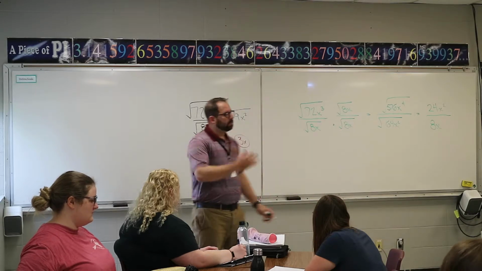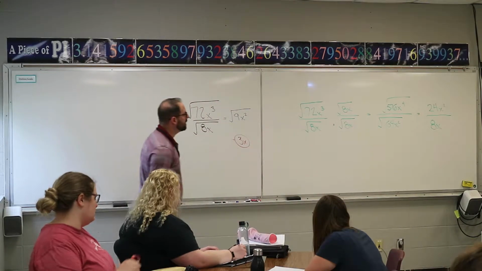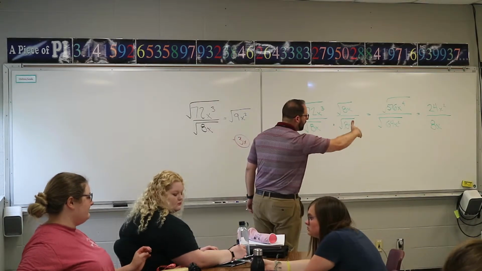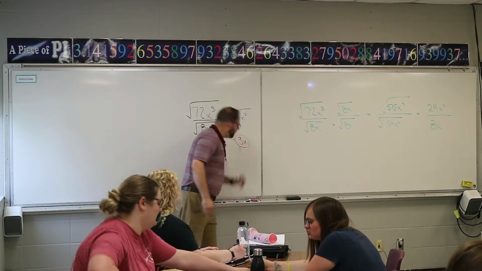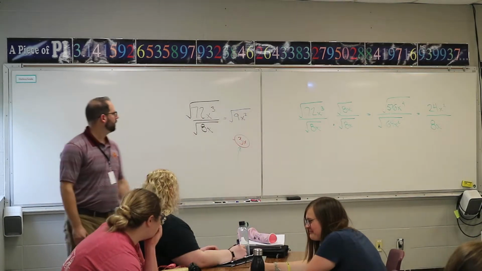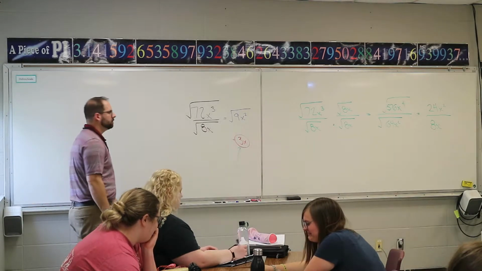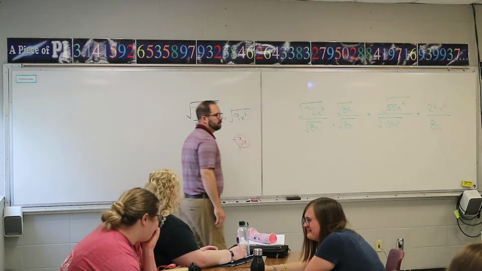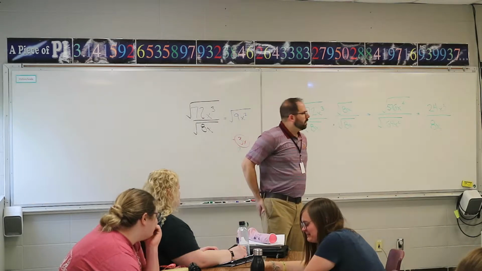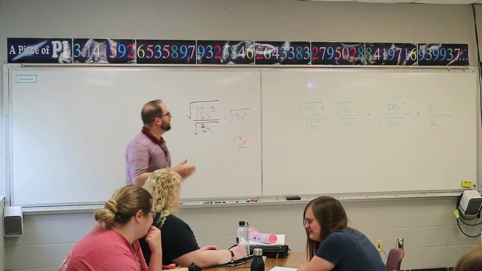If you didn't know that, you could break it down and see pairs. You eventually get this. Those still divide up and down, and guess what? 24x squared divided by 8x is still 3x. Okay, questions on the different methods?